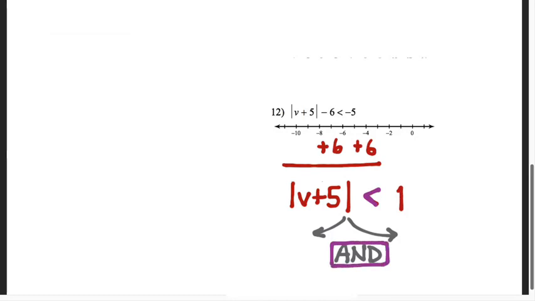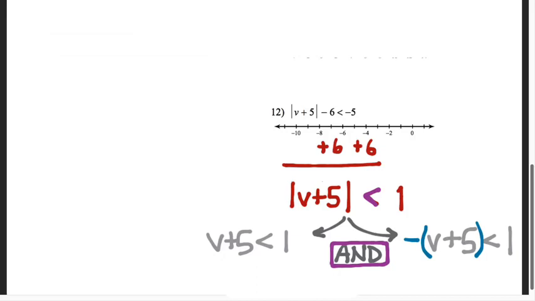And then, when we do split it apart, we're going to write the inequality twice. v plus 5 less than 1, v plus 5 less than 1. But then in one of those versions, what are we going to do? When the absolute value goes away, it leaves behind one copy of itself, but also, yeah, one copy of its opposite. So we'll put a minus around the quantity v plus 5. Okay. And so now we have a compound inequality that we can do something with. If I solve v plus 5 is less than 1, what do I end up with? Yeah, v is less than negative 4.